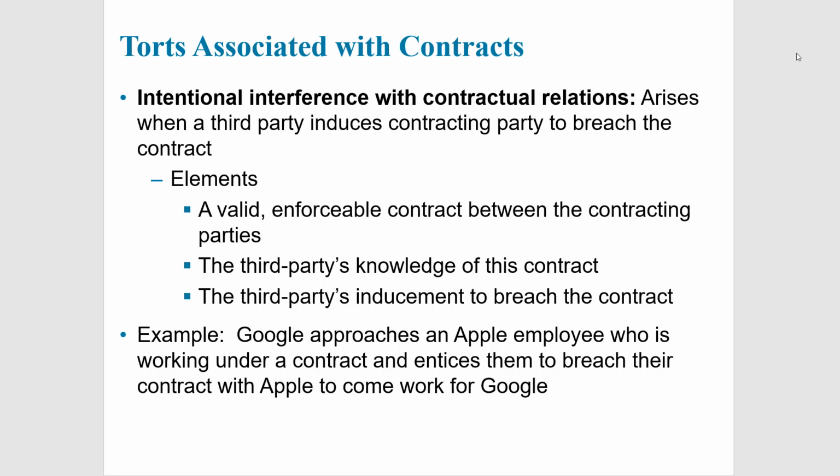A couple of torts associated with contracts. The first one we'll talk about here is intentional interference with contractual relations. This happens when a third party induces a contracting party to breach the contract. The elements I have to show are that there existed a valid enforceable contract between the contracting parties, the third party had knowledge of this contract, and the third party induced the other party to breach the contract. An example could be, let's say Google approaches an Apple employee who is working under a contract and entices them to breach their contract with Apple to come work for Google. Now, Google, having knowledge of this contract that existed between Apple and its employee, would probably be held to intentionally interfere with contractual relations.